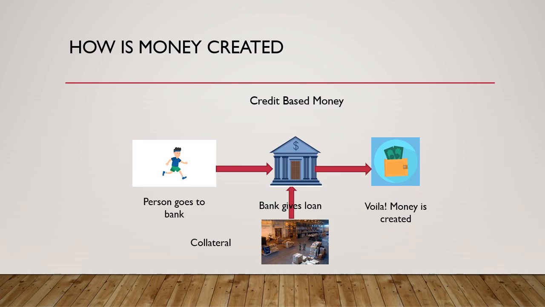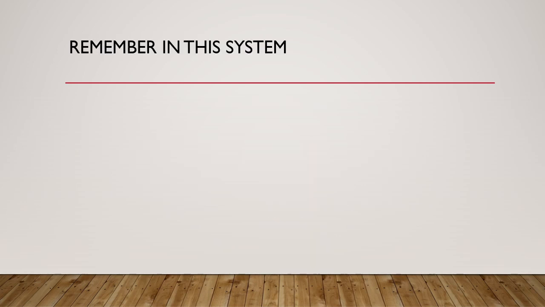Credit is created and money is created in the economy. Why? Because, as the name suggests, money is credit in this system, and credit is money. So remember, in this system, money is ultimately created by the bank out of simply thin air.